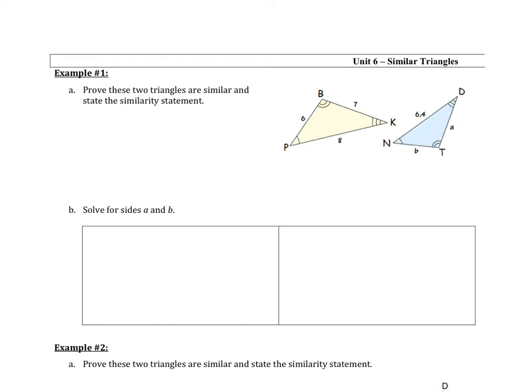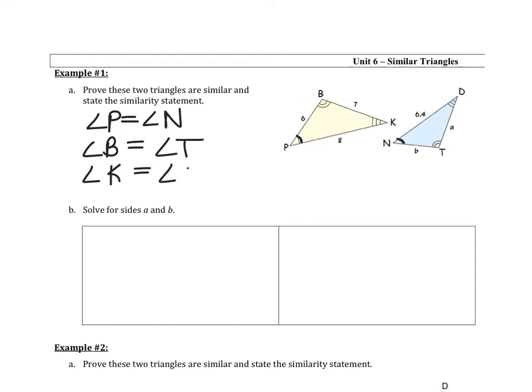Okay, let's try a few examples where we actually solve for sides. Now, if a similarity statement isn't given to you, you might want to create one yourself, even if it doesn't ask you to. But in this case, it does tell us to prove the two triangles are similar and then state the similarity statement. So they tell us which angles are equal to each other, so we can start with that. Angle P is equal to angle N because of the single curved line, the notation. Angle B is equal to angle T because of the double curve. And then angle K is equal to angle D. So we use the angle-angle condition.